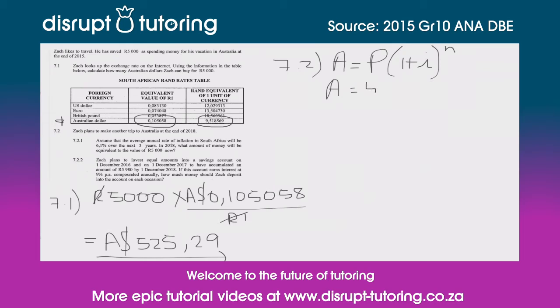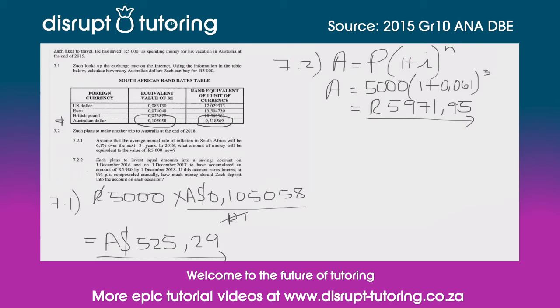So our principal amount is the amount that he's got now, which is the 5,000 Rand, times 1 plus the interest rate, or the inflation rate, of 6.1%, which we can represent as 0.061. And then that is going to be over the next 3 years. We plug that into our calculator, and that's going to give us a final answer of 5,971 Rand 95 cents. So that means in 3 years' time, Zach will need to save 5,971 Rand and 95 cents in order to take across the same value of South African Rands as he did in 2015.